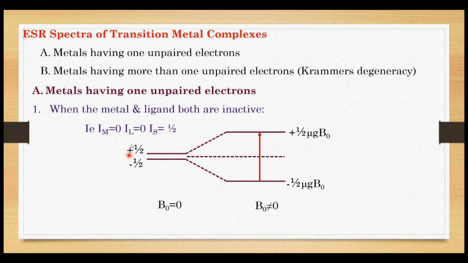Here two degenerate levels will be there. In the presence of a magnetic field, it will split into two levels, one minus 1 by 2, the other plus 1 by 2, and only one transition is possible. That means the number of lines will be 1 and there will be no splitting. This is the case when both metal and ligand are inactive. When both are inactive, there will be no splitting. The number of lines will be 1, as we have only one unpaired electron.